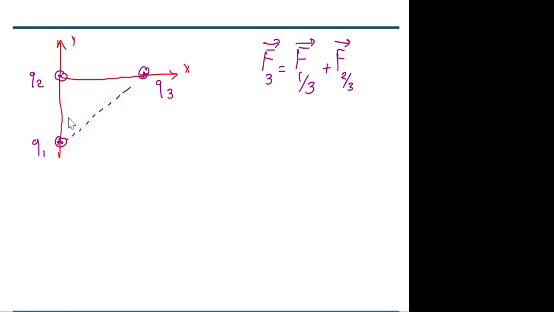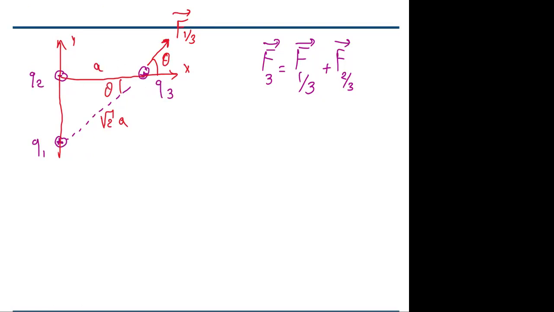Let's try to draw these vectors. F1 on 3, both of them are positive, so the force is repulsive, so it's outward. So this is F1 on 3. It makes an angle, say theta, and this is our angle theta. The distance from Q1 to Q3 is square root of 2 multiplied by a, while the distance from Q2 to Q3 is a only.